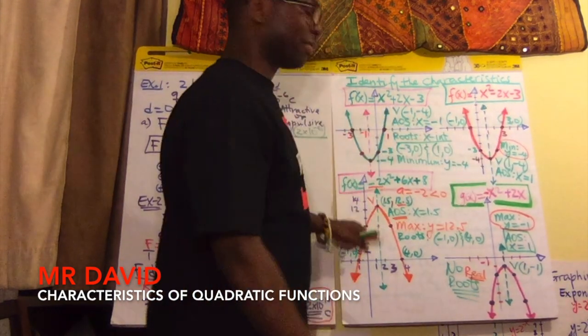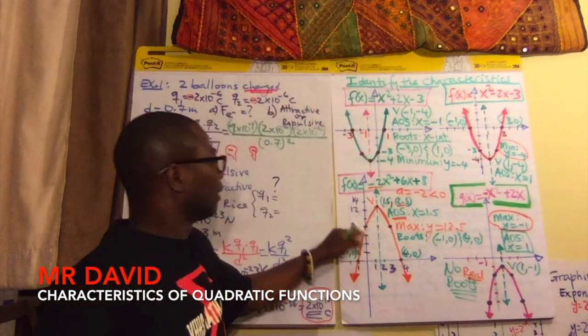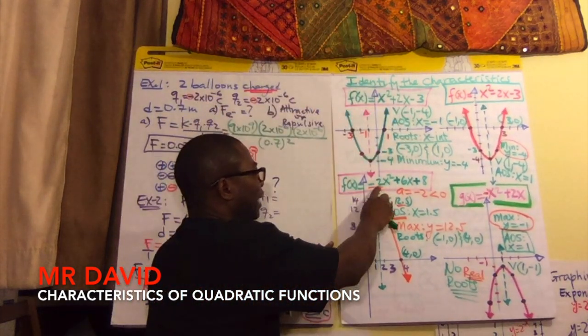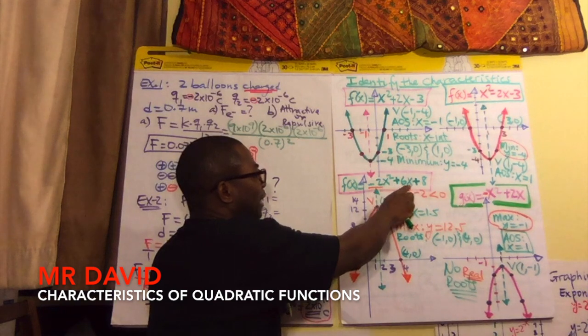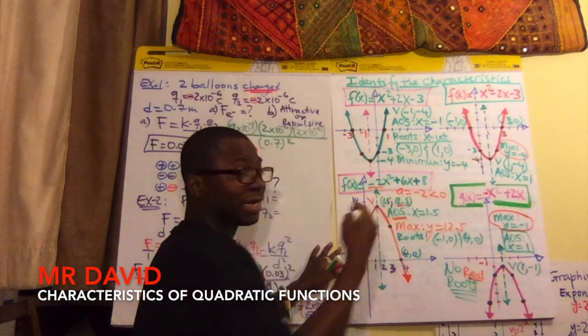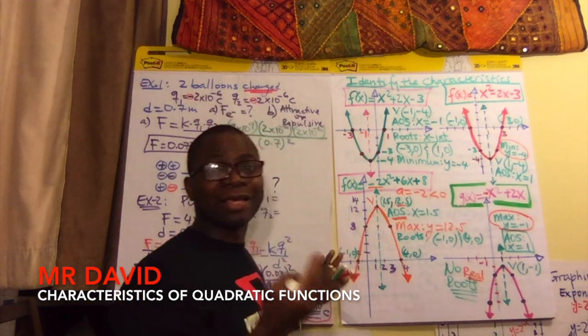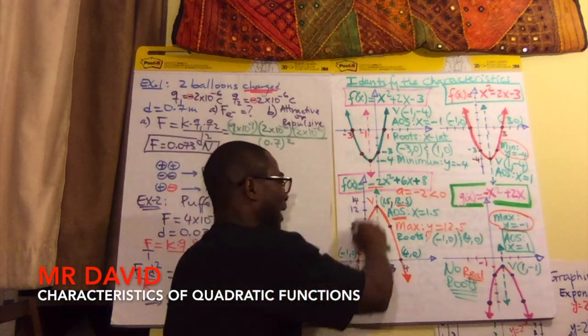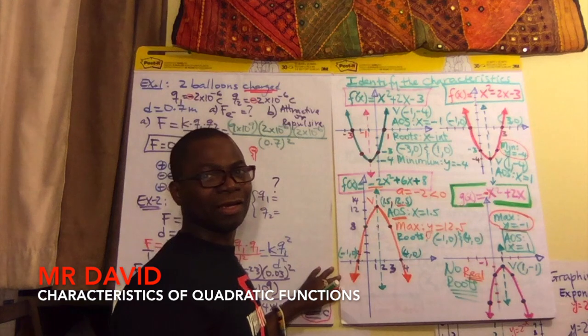If we look at this function, guys, look. This function f of x is -2x squared plus 6x plus 8. See, A is -2. A is less than 0. Anytime A is negative, we have a sad face.